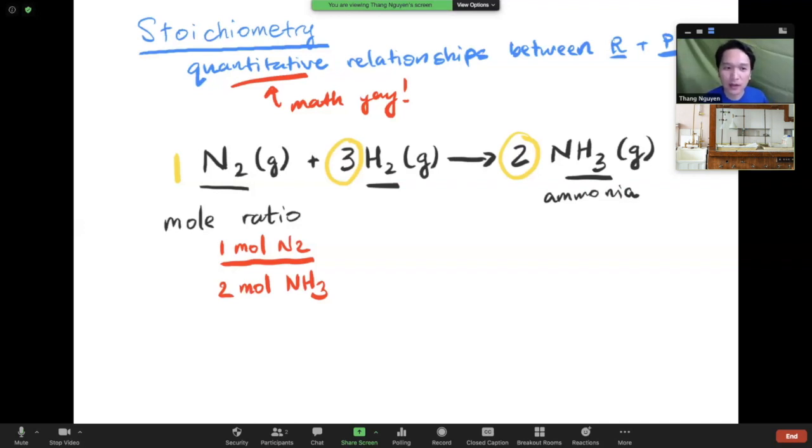What's another pair? You can also relate hydrogen gas to ammonia, right? So what's the relationship there? It's a 3 to 2 relationship. Again, that or the inverse of that.